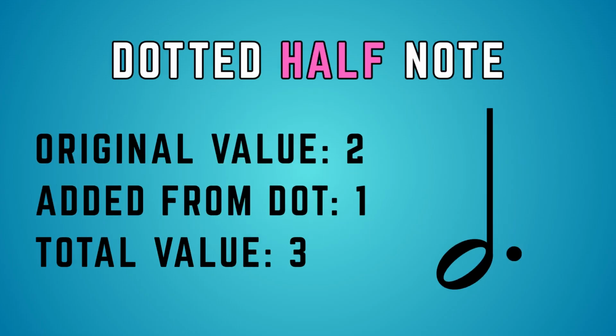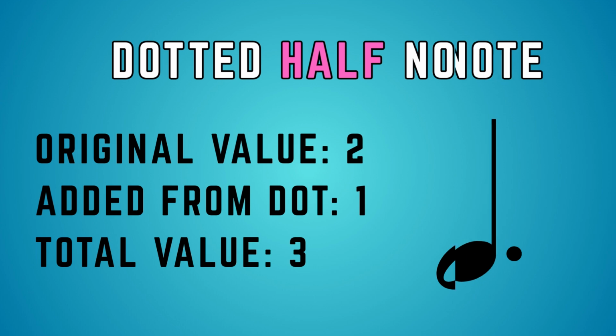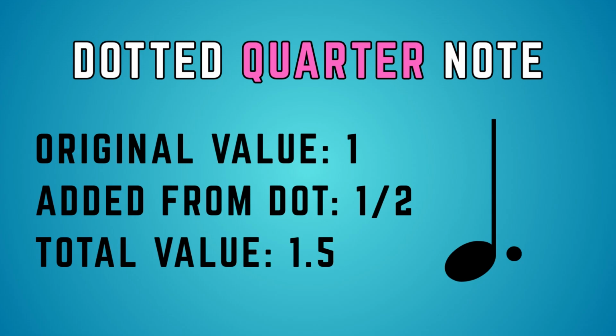For example, a half note lasts for 2 beats. Half of 2 is 1. 2 plus 1 equals 3. Therefore, a dotted half note lasts for 3 beats. A quarter note lasts for one beat. Half of one is one half. 1 plus 1/2 equals 1 1/2. Therefore, a dotted quarter note lasts for 1 1/2 quarter note beats in 4/4 time.